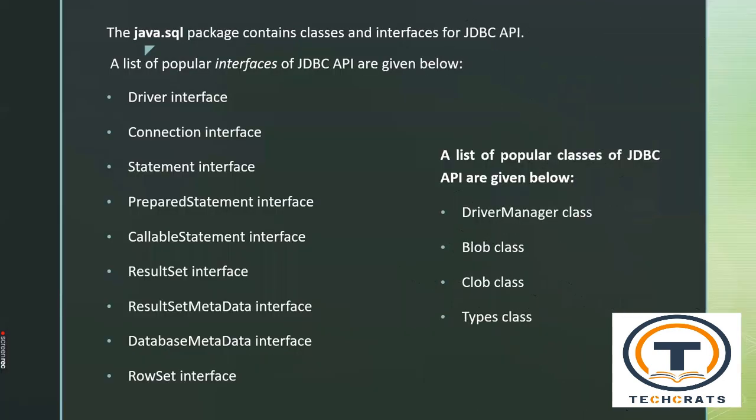Now let me take you to the list, because when it comes to the JDBC API, it includes interfaces as well as classes. For interfaces, these are the list available: the Driver interface, Connection interface, Statement interface, PreparedStatement interface, and many more. The popular classes under the JDBC API are the DriverManager class and the Blob and Types classes. So we have multiple classes and interfaces available, through which we are able to write the code and save the data into the database successfully.